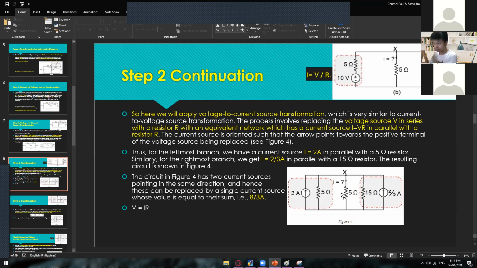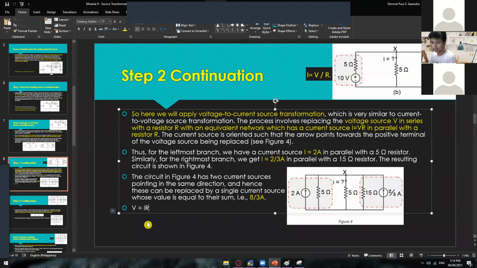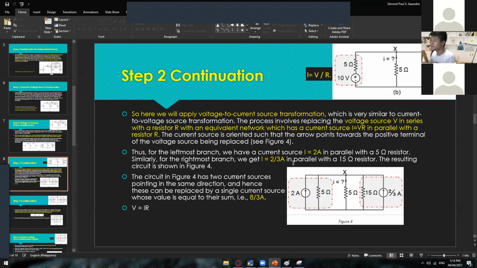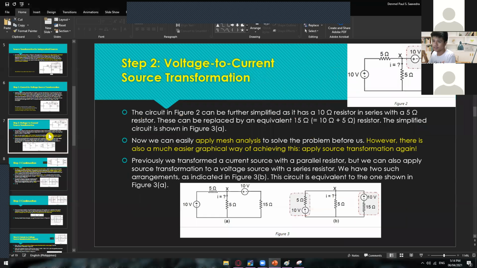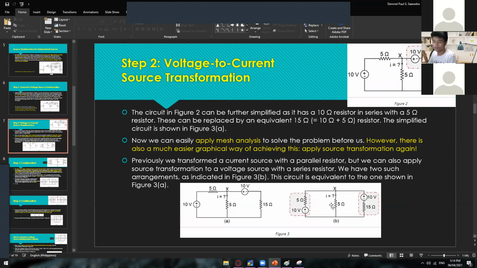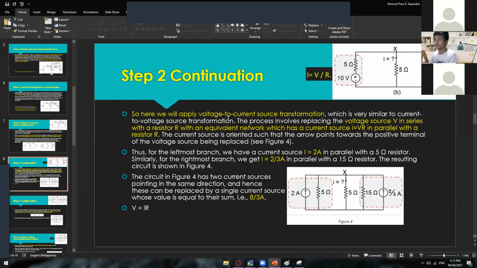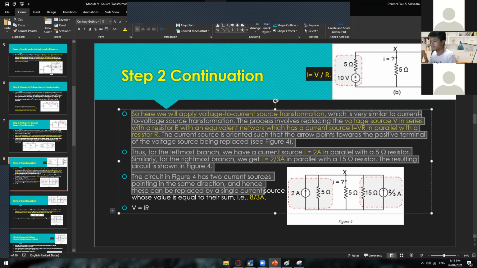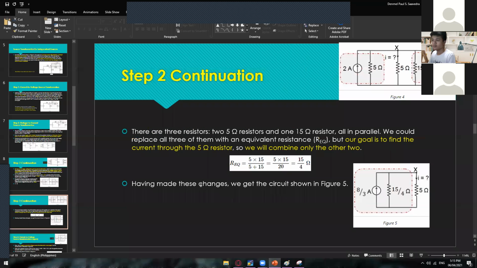We have already solved the current that is flowing in here. The one that we did is purely using source transformation. In step 2, if you apply mesh analysis, you will also be able to get 8/3. However, that one is already combined with another method. But if it's a pure source transformation, then you can do this. From there, there are 3 resistors, two 5 ohm resistors.